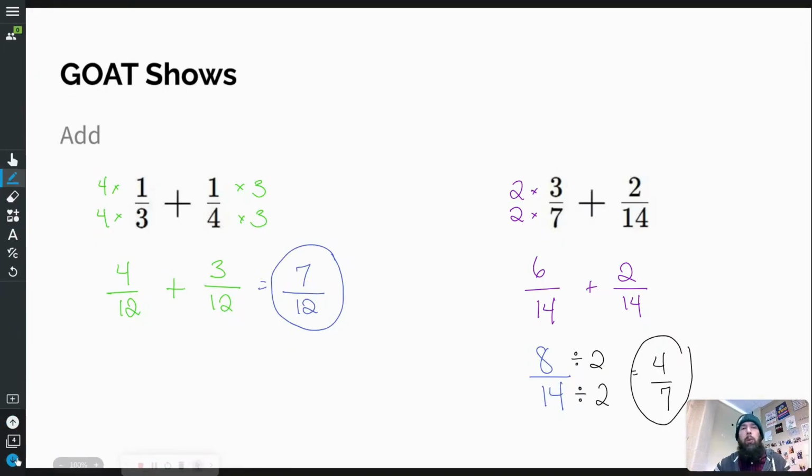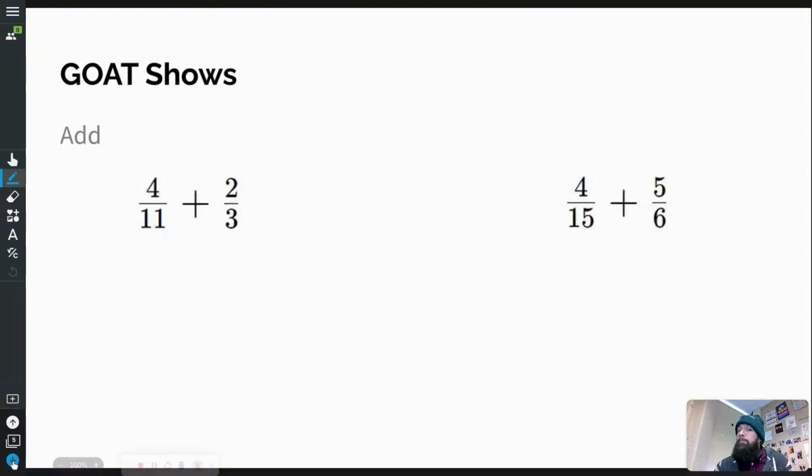Nothing over 1 yet, so we didn't have to worry about mixed numbers. Not yet. Maybe now. All right. I got 4 over 11, and I got 2 over 3. Now, there's nothing in common at all with both of those. So what I'm going to do is multiply by 3 over 3. So multiply the numerator and the denominator by 3. And I'm going to multiply by 11 and 11.